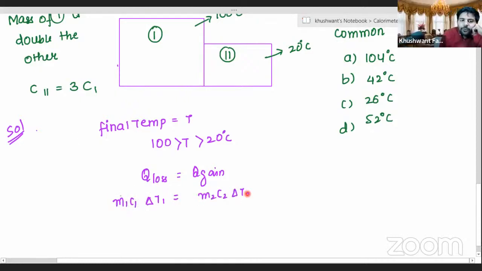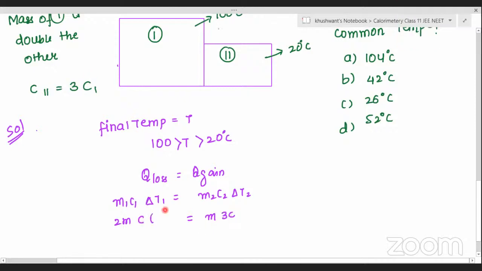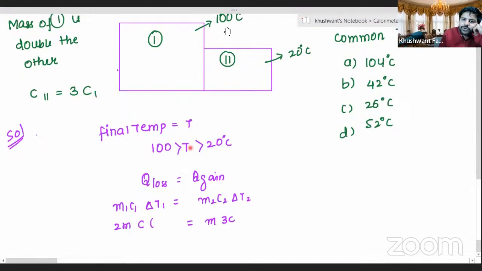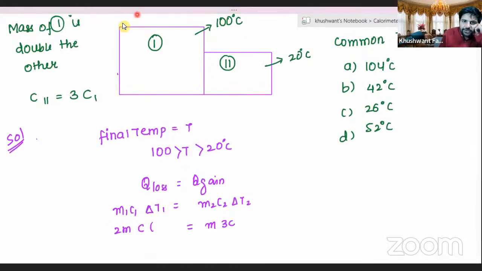Now, what is the M1 value? The question says that the mass of one is double the mass of the other. That means if M2 is M, this is equal to 2M. Correct? Then the second one's heat capacity is 3 times the first one. So if the first one is C, this is 3C. Since the initial temperature of the first body is 100 degrees Celsius, its final is T, and we want to write higher T minus low. Very good, 100 minus T.